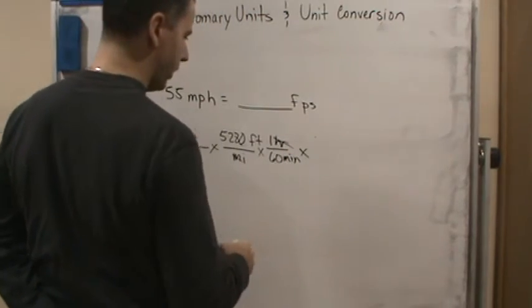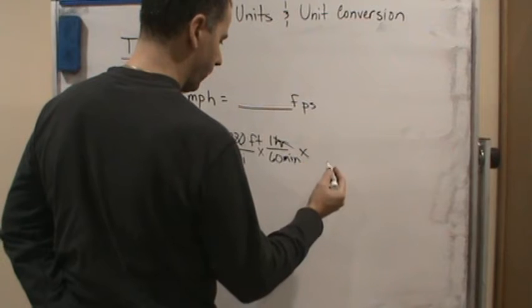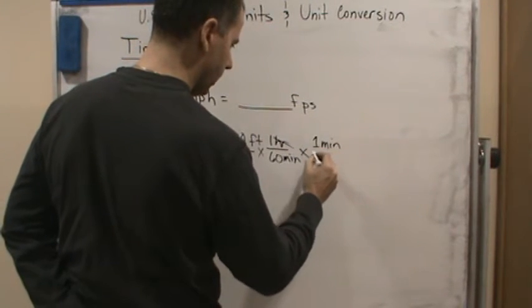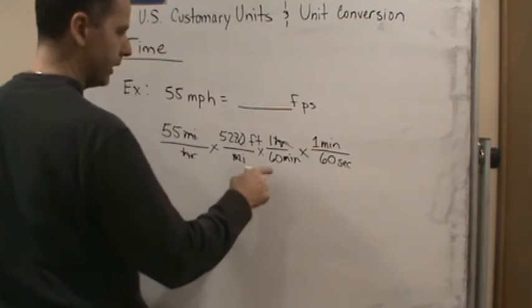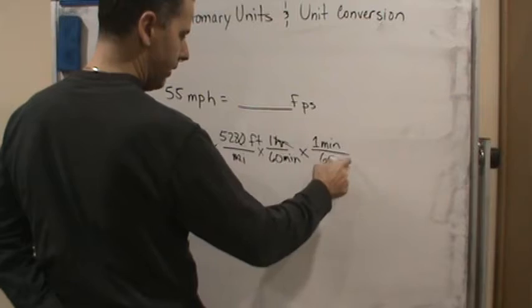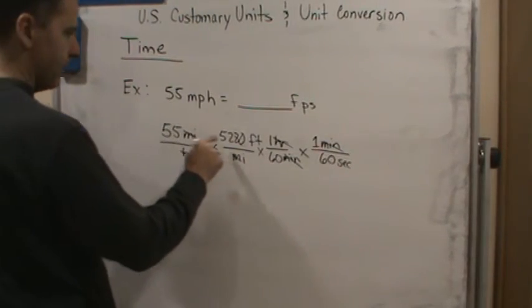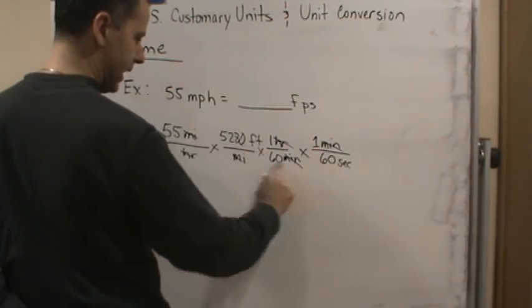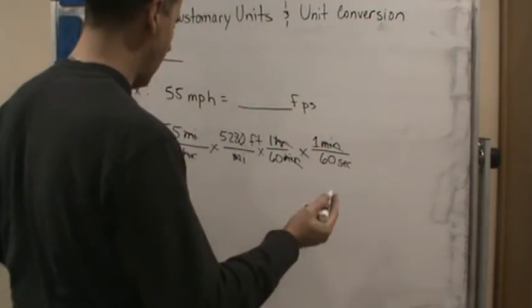So now I'm going to do another conversion, and I'm going to say, okay, there are 1 minute for every 60 seconds. And now, look at that. I've got seconds on the bottom, minutes on top, so minutes cancels with minutes. And now look, I've got feet on top, everything else is canceled, and everything on the bottom is canceled except for seconds. So now I've got my units, and now I'm done.